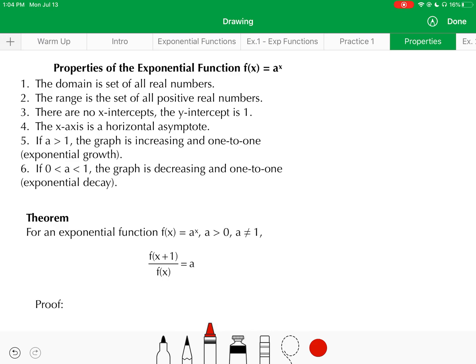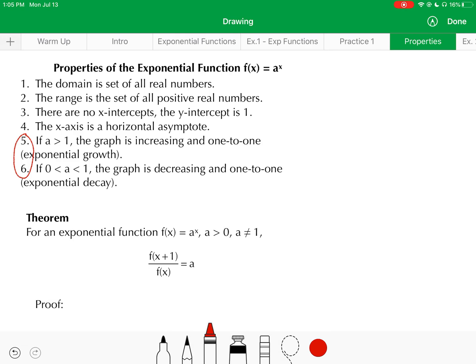We know the range is going to be the set of all positive real numbers, anything greater than 0. There will never be an x-intercept for a function of this form, and the y-intercept is always going to equal 1. To go along with that, the x-axis is always going to be your horizontal asymptote. And then these last two properties are what we observed as the differences between our two examples.